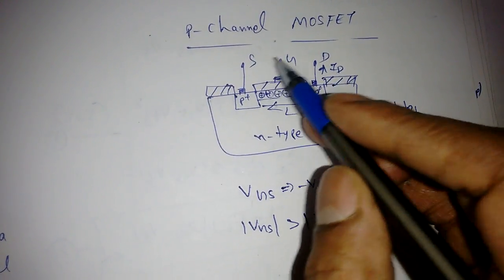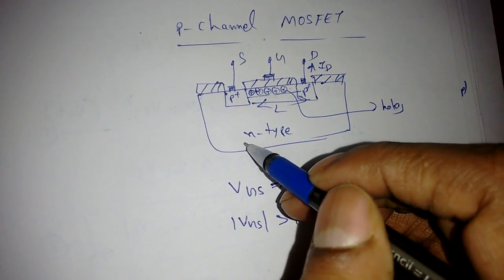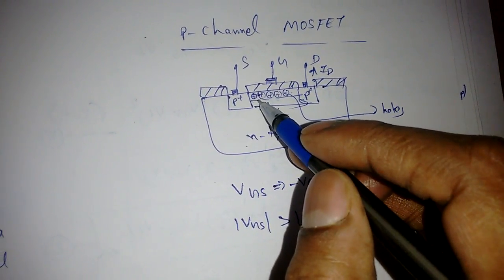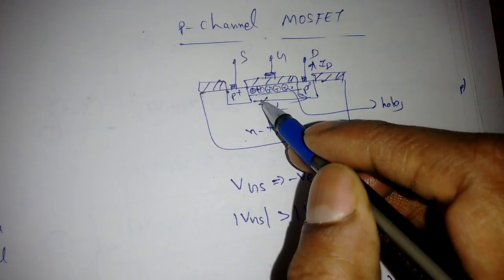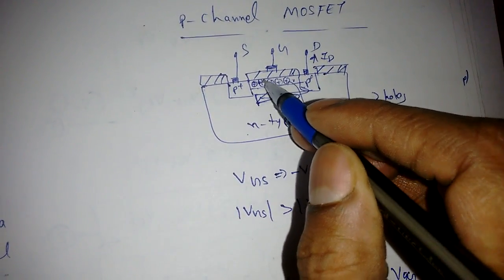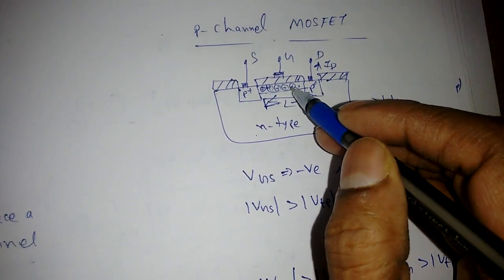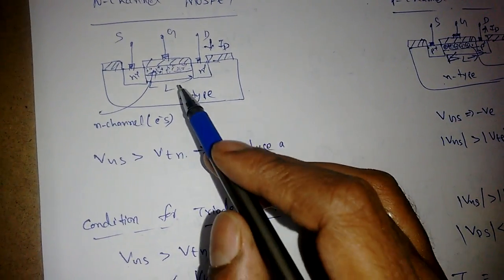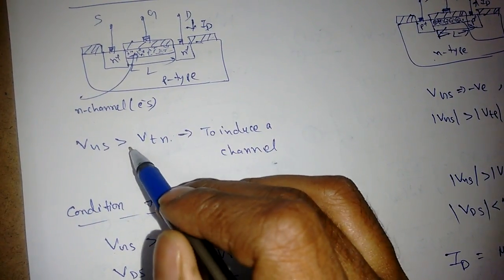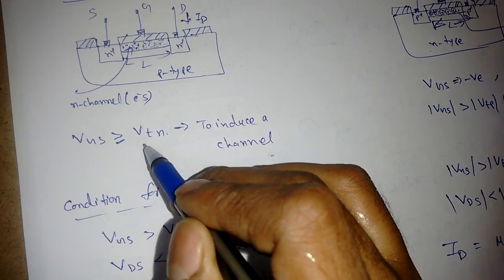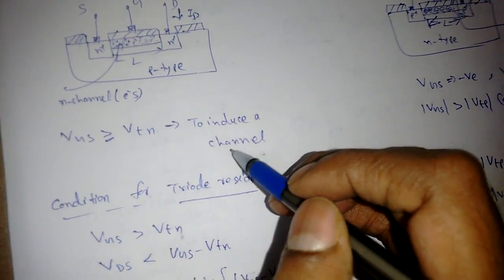Now if it is a p-channel MOSFET, the substrate is N-type, so this N-type will become p-type beneath this layer. So there is a channel length of L, and in this channel length L there are a number of holes present, so that's why it is a p-channel MOSFET. Now to make a channel we need VGS to be at least VTN, or greater than or equal to VTN, to induce a channel.